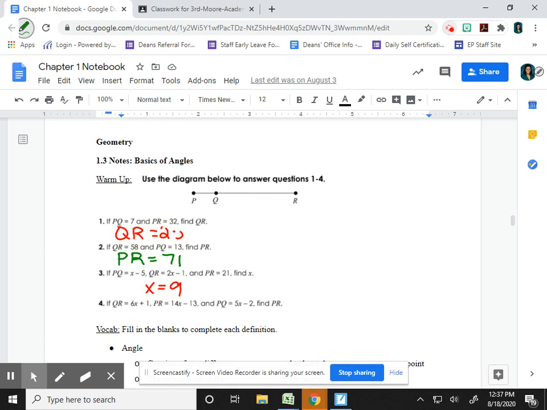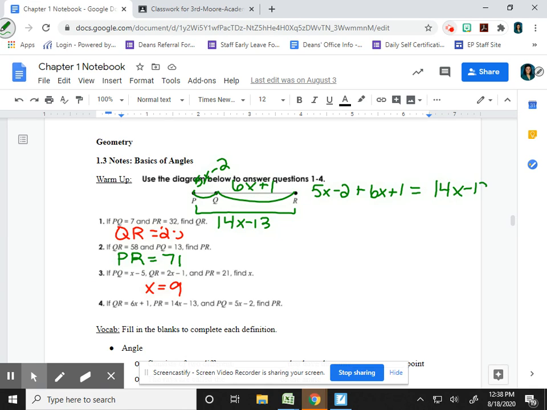Okay, so the next one says QR is 6x plus 1. And PR, which is our entire distance, is 14x minus 13. And PQ is 5x minus 2. So we need to solve for PR, the length of the entire thing. Here's what I know. I know that 5x minus 2 plus 6x plus 1 is going to equal the whole thing. So I took this piece and added it together to get the entire length of 14x minus 13.